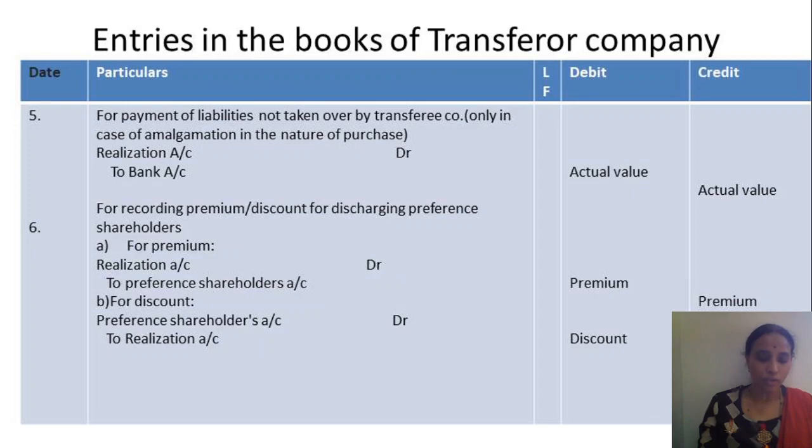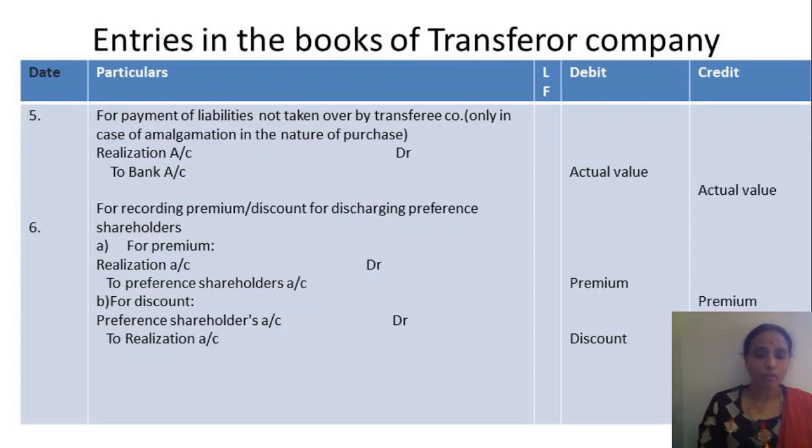Next, the fifth entry is for payment of liabilities not taken over by the transferring company. Similarly to assets, liabilities also. If the transferring company is not going to take the liability, it should be paid by the transferor company. Payment of liabilities means you pay through bank or cash. So the real account, what goes out, is credited, and you transfer that to the realization account. That means realization account debtor to bank account. The actual amount of liabilities paid should be taken in the amount column.